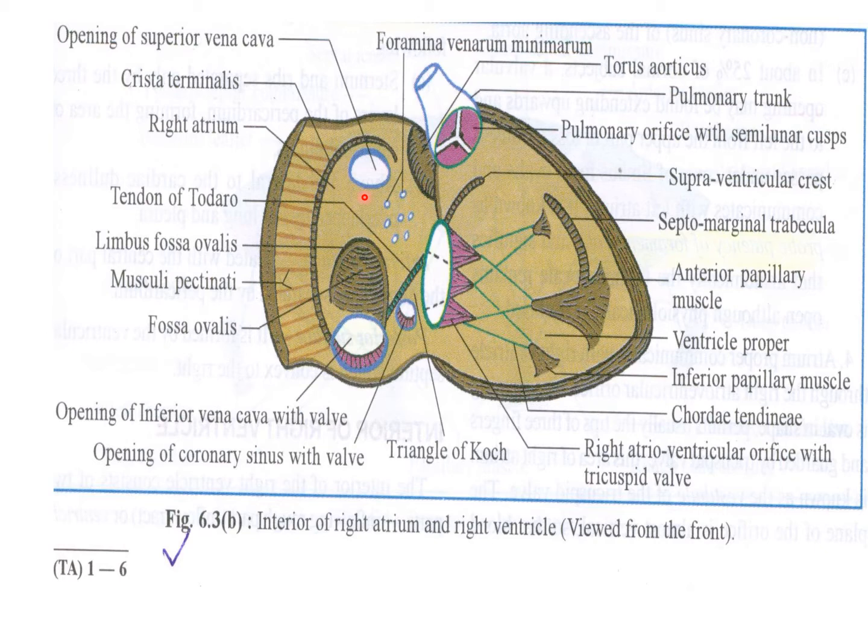Then the inferior intervenous tubercle. So where did you see all these? In the sinus venarum. In the sinus venarum you saw the opening of the superior vena cava, the opening of the inferior vena cava, then the opening of the coronary sinus, then the foramina venarum minimarum and the intervenous tubercle. These 5 structures you can see in this sinus venarum.